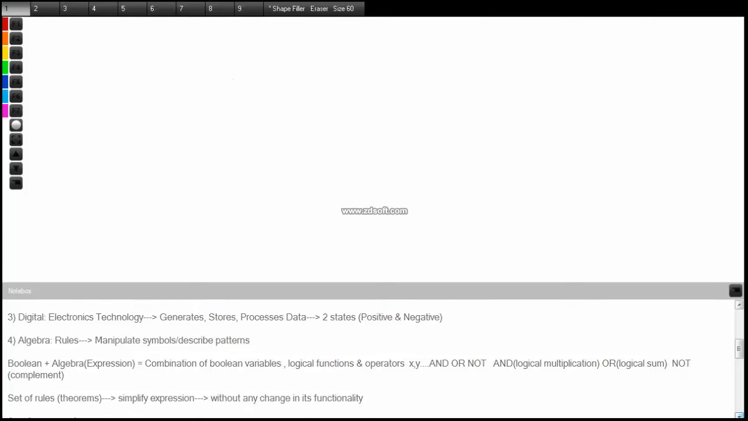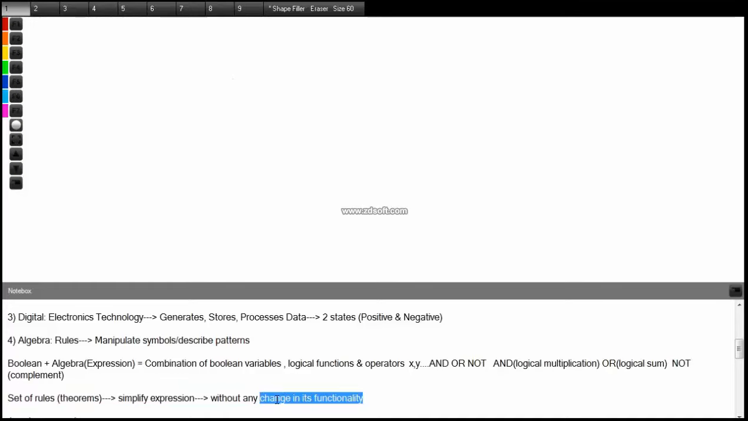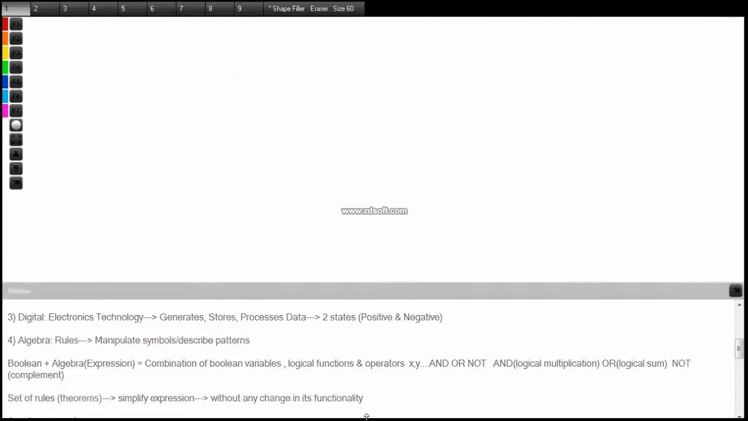Now also, this set of rules adds to its advantage one more thing, that it does not change the functionality of the expression. Now what does this mean? It means that we are supposed to minimize the gates, but we are not supposed to change the final output. The final output or the desired functionality of the circuit should remain the same. So in that case, we need to implement our theorems in a proper and appropriate way.